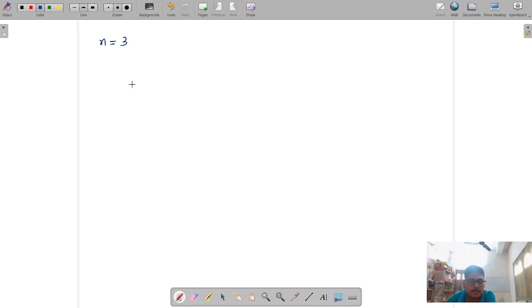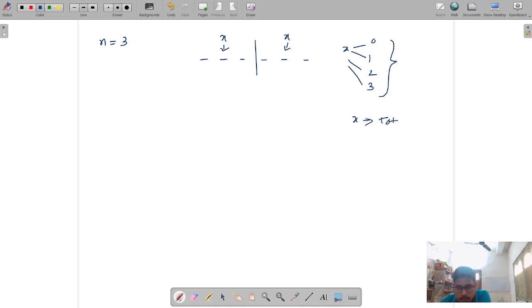So suppose n equal to 3. Okay, so what are the possible x's? So I have 3 positions and I bisect them. The number of ones here should be equal to the number of ones here. So the possibilities of x are 0, 1, 2 and 3, right? So these are the possible values for x. x is the total number of ones in n positions.